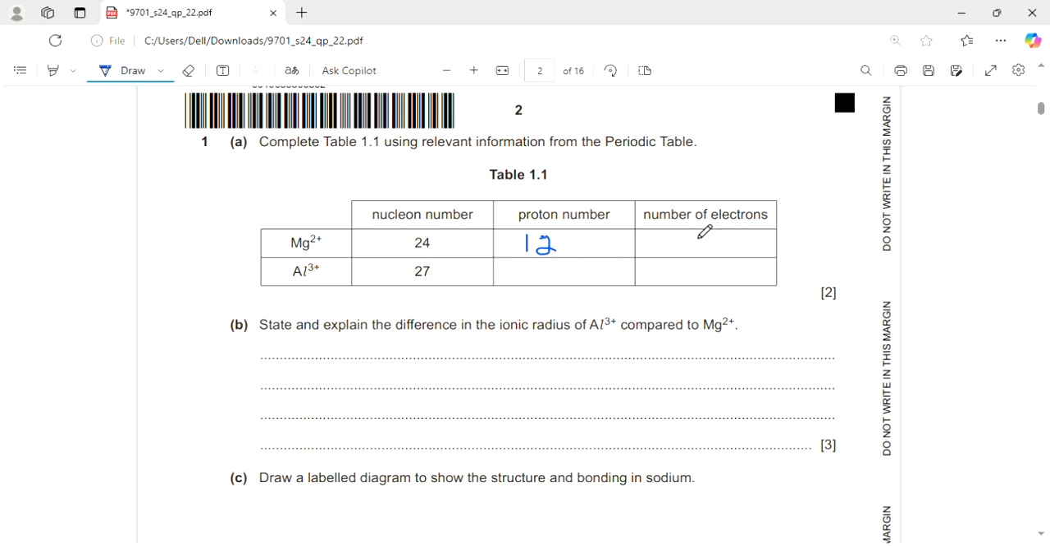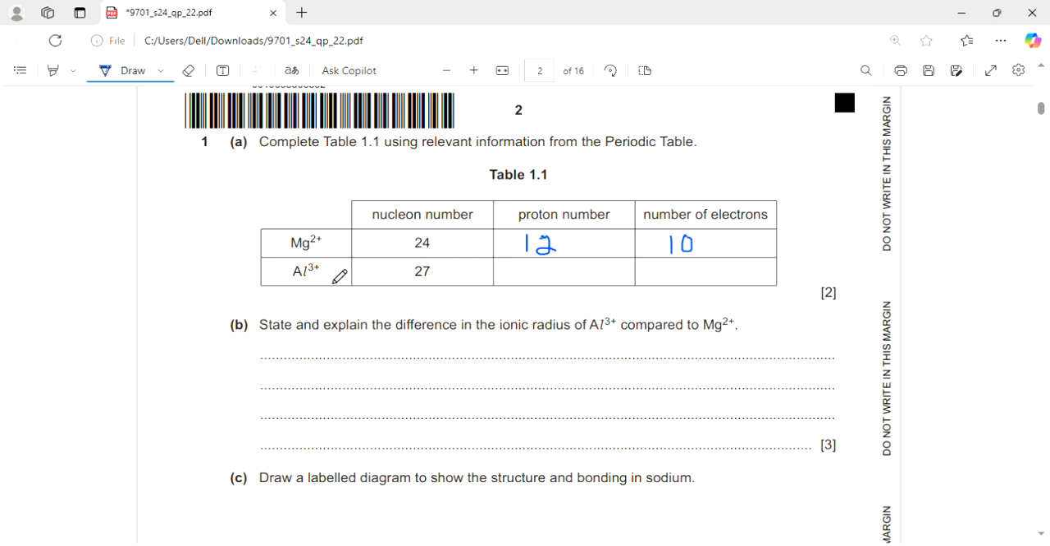And how many electrons? Please be careful to fill out this. Magnesium also has 12 electrons, but here it shows the plus 2, a positive 2, so it means magnesium loses 2 valence electrons. It means magnesium is left with 10 electrons only. So write 10 here.